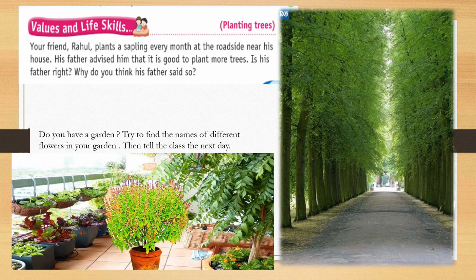Students, do you have a garden, or a small terrace garden? If you have, then try to find the names of different flowers in your garden. And your homework is, students, you have to plant a tomato plant with the help of tomato seeds. Okay? Students, do you know plants are very helpful to us?